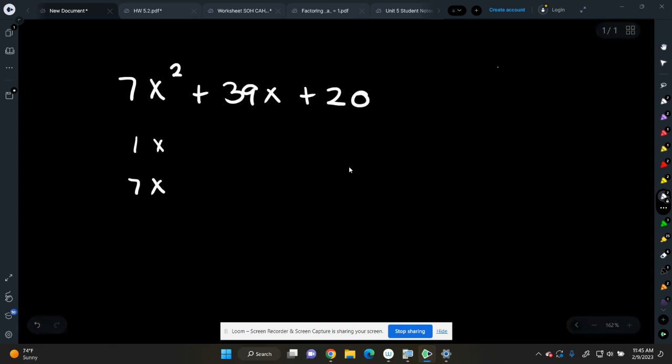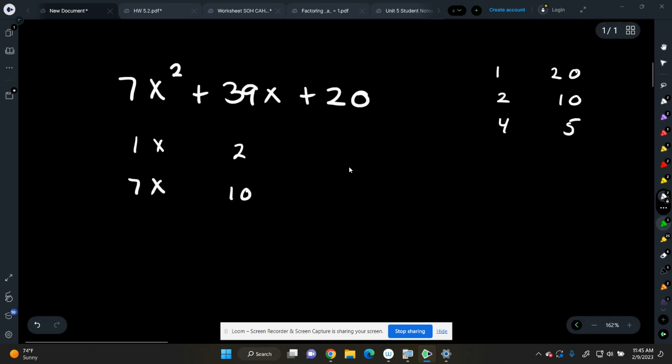What are our options? 1 and 20, 2 and 10. 3 doesn't go into 20, so 4 and 5. And that's it, right? All right. We have to add up to what? 39. Which one do you want to try? 2 and 10. 2 and 10, okay. Try the 2 and the 10. Is that going to work? How do we know that? When you cross multiply, I get 10x. Going the other way, I get 14x. They add up to 24x, so it didn't work.